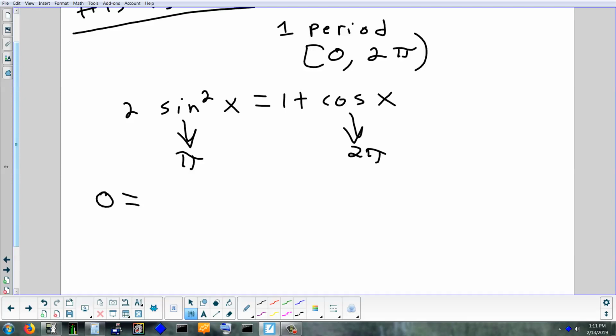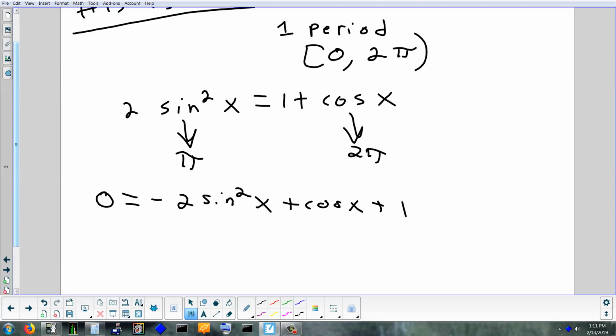So how would you move 2 sine squared to the other side? Subtract 2 sine squared. Yep, subtract it. So minus 2 sine squared x plus cosine x plus 1. I'm starting to try to make it look like it should. Putting the constant at the end, the squared term first, and then the term that doesn't have an exponent right in the middle. Now you might be like, why did you do that? You said you don't want squared terms to be negative.